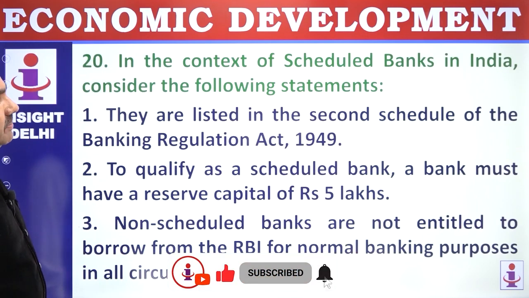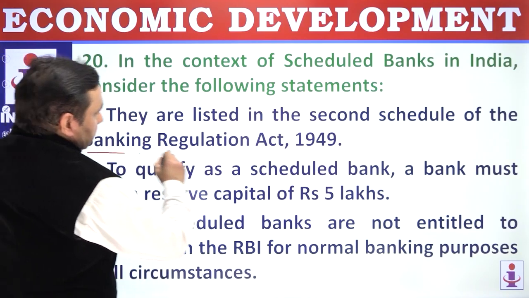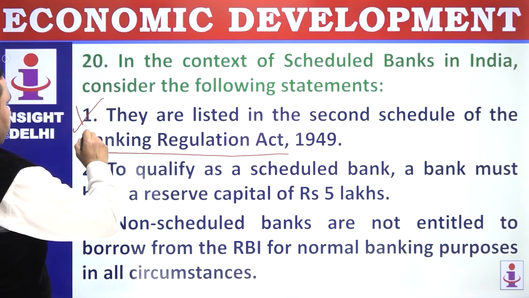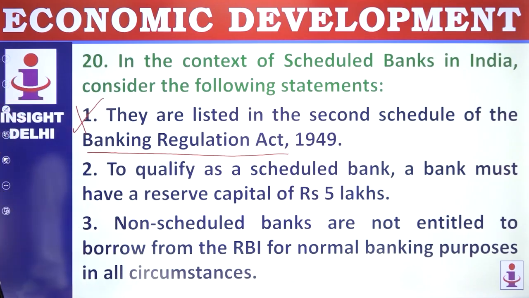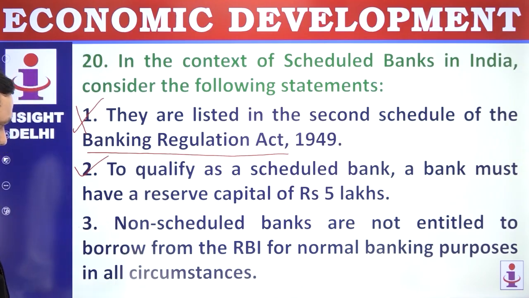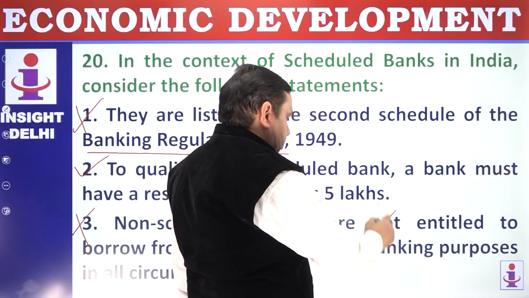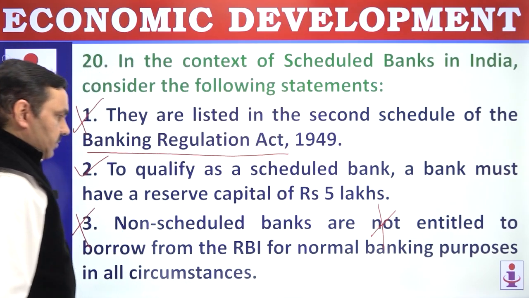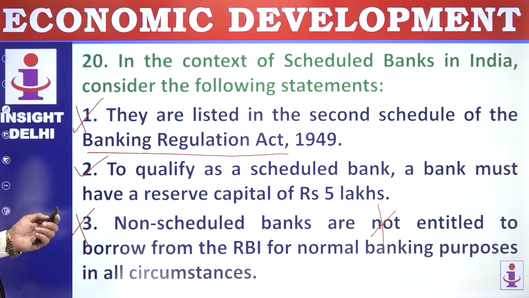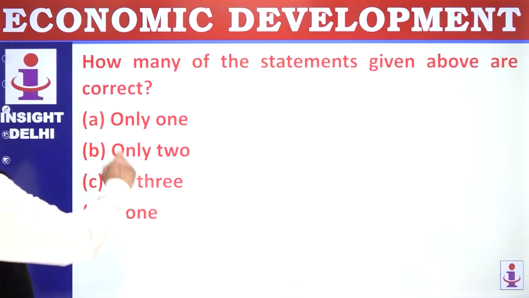In the context of scheduled banks in India, consider the following statements. They are listed in second schedule of Banking Regulation Act, not Banking Regulation Act, RBI Act of 1934. To qualify as a scheduled bank, a bank must have a reserve capital of 5 lakh. This is part of the law here, that's correct. Non-scheduled banks are also entitled to borrow money. So non-scheduled banks can also borrow money from RBI, so not is wrong here. So 1 and 2, 2 is right, 1 and 3 are wrong. How many are correct? Only 1.